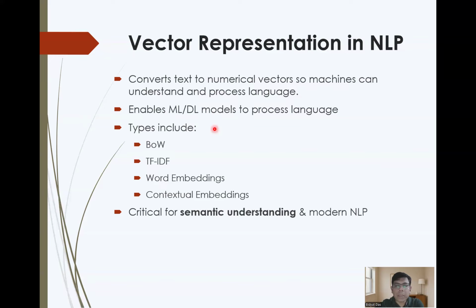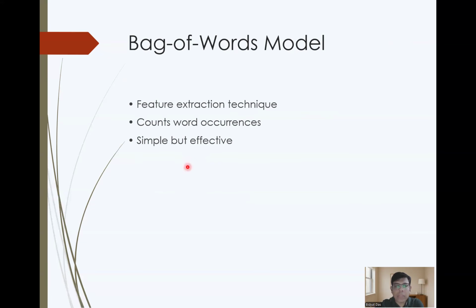Vector representation in NLP. Convert text to numerical vectors so machines can understand and process language. That is the technique of vector representation. At the initial stages, we used the bag-of-words and TF-IDF approach to convert text into vectors or numerical forms. But this type of technique cannot keep the semantic understanding of the text. Later, word embedding and contextual embedding techniques can capture the semantic understanding from the text. These are the different types of vector representation. First is the bag-of-words model, a feature extraction technique that counts word occurrences. It is very simple but efficient.